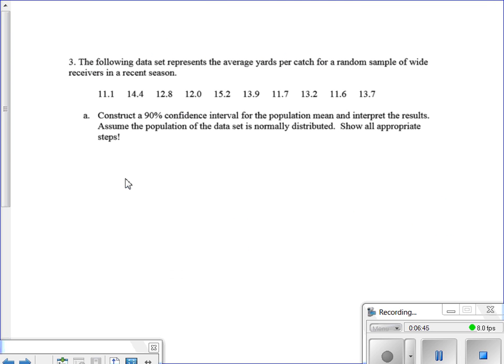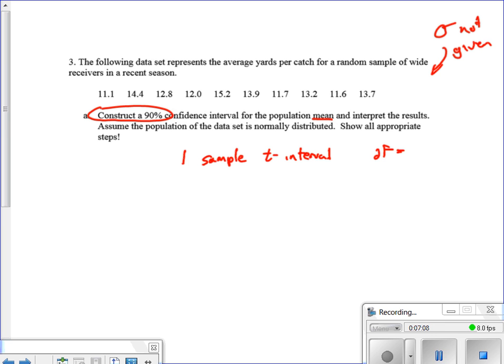All right, number 3. Now they've given us some data. We're asked to construct a 90% confidence interval for means. Here's the deal: sigma is not given. So what we need to do is set up a one-sample t interval. And as soon as you write the term t, you need to write degrees of freedom. Well, there are 1, 2, 3, 4, 5, 6, 7, 8, 9, 10, which means there are 9 degrees of freedom. Write the formula: x bar plus or minus t star, and then s over the square root of n.